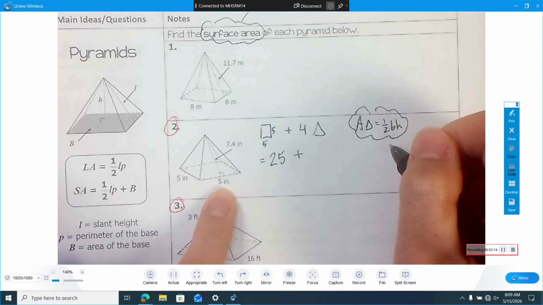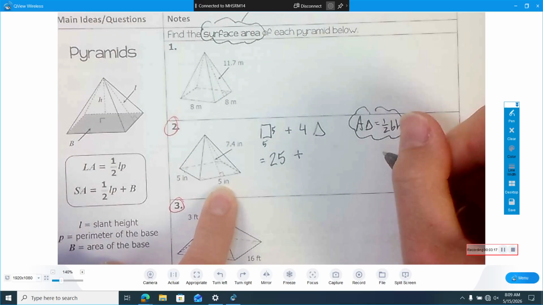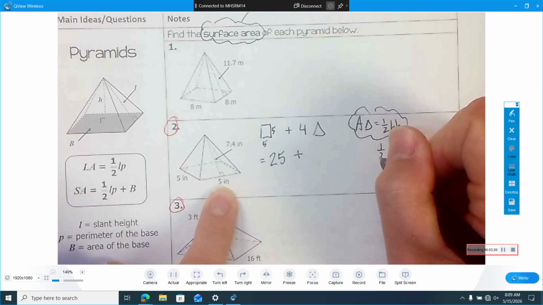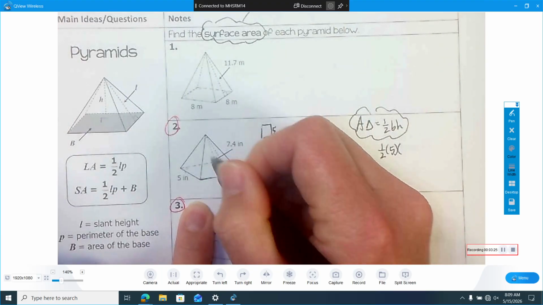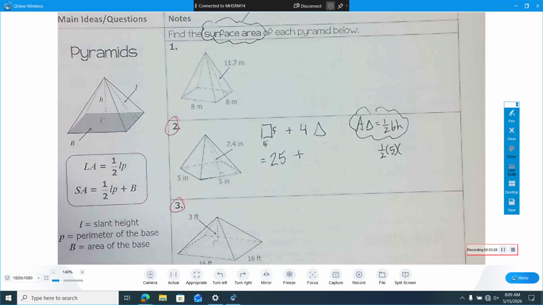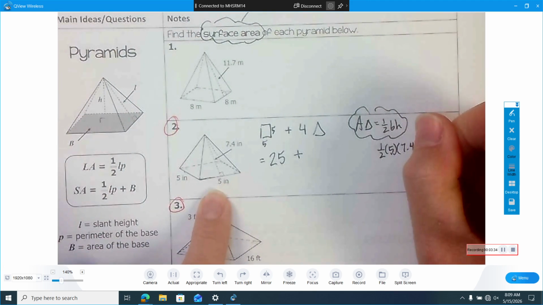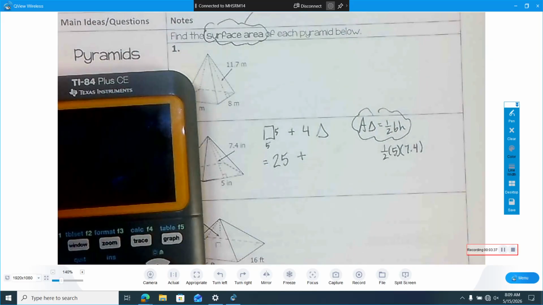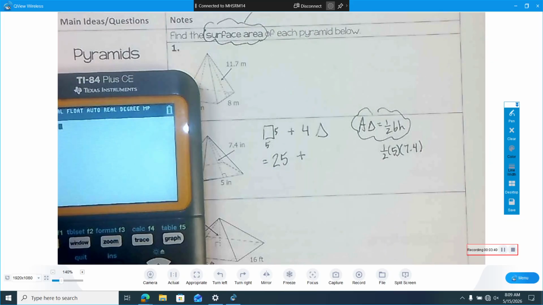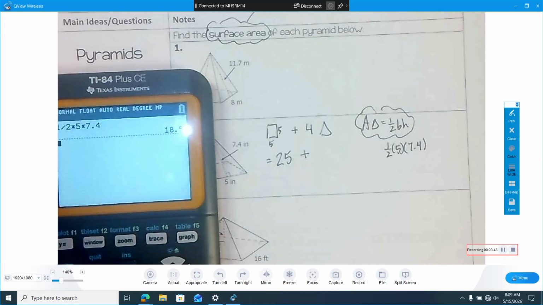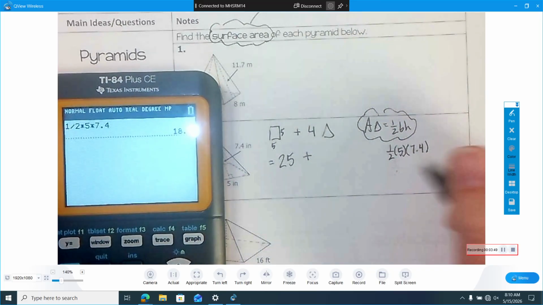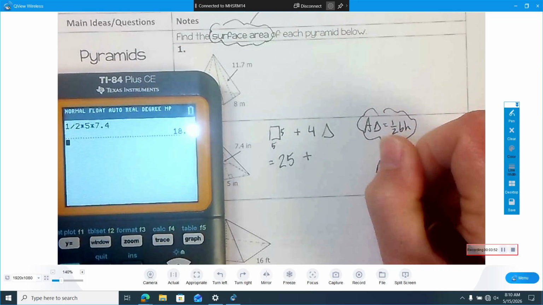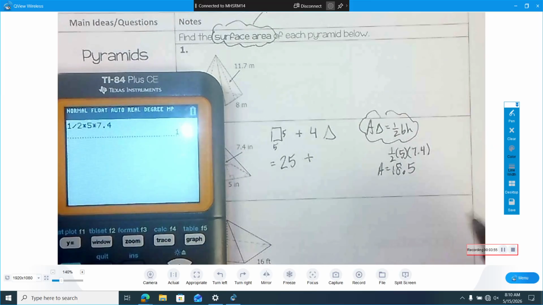So if I'm going to figure out the area of that triangle, I'm just going to do it over here, I guess. 1/2, the base is 5, and the height of the triangle, and that is the slant height of the triangle there. That's how tall that triangle would be if you laid it flat on the ground, is 7.4. So let's see what that is. 1/2 times 5 times 7.4, and I'm getting 18.5 for the area of my triangle. 18.5. That's the area of one triangle.